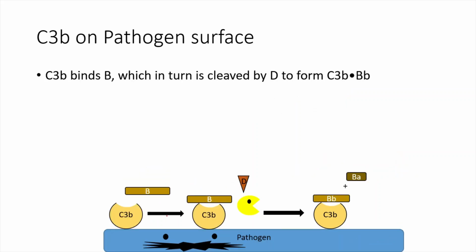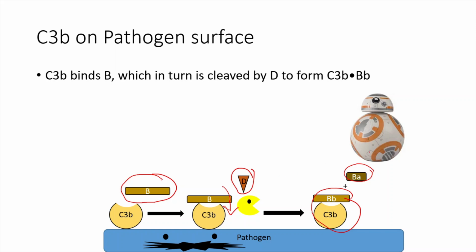Once it binds to the pathogen, factor B comes in again and binds to the C3B. Here is the second time we see factor D. What you can remember is that D cuts B, like in the very early steps. Now you're generating a very similar structure to the first time.